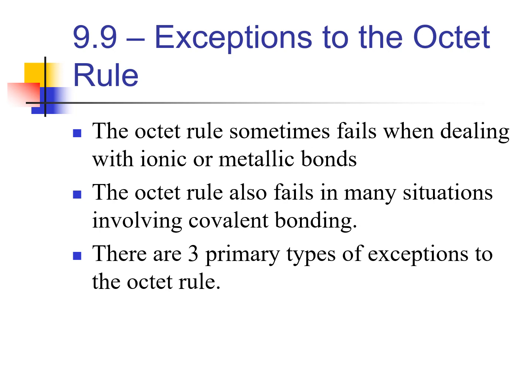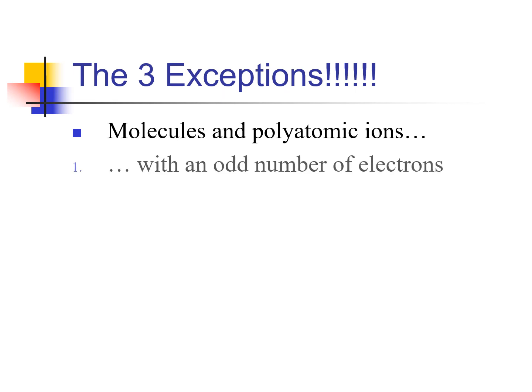There are 3 primary exceptions. First, molecules and polyatomic ions that have an odd number of electrons. If you add up all the valence electrons and end up with an odd number, you'll have to violate the octet rule. It just happens. We often call these sorts of molecules free radicals.